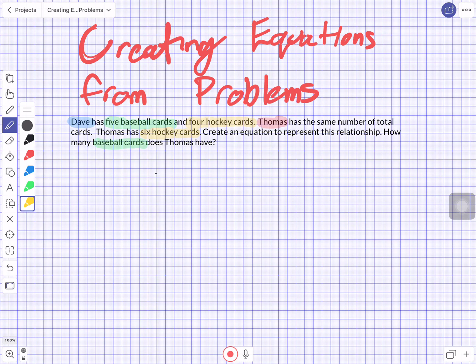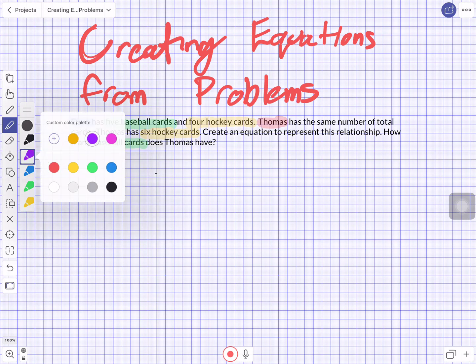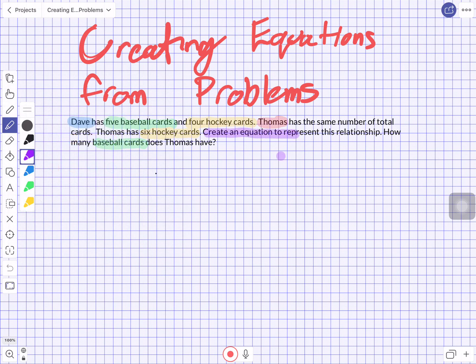So this question's actually asked us 2 different things. I'm going to pull out another color here. Great, purple. It's asked us to create an equation, and then it's asked us to solve how many baseball cards does Thomas have. So we're going to do 2 different things, okay? So what I'm going to do is, let's start with this.